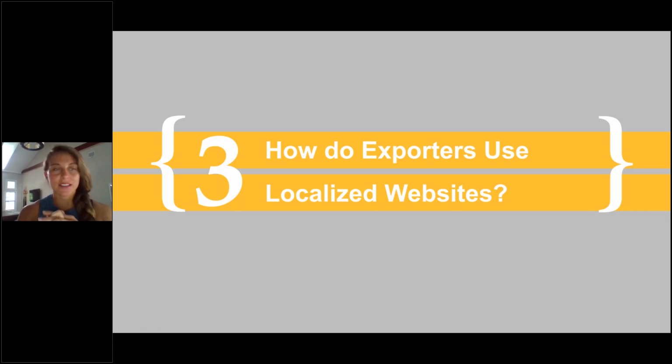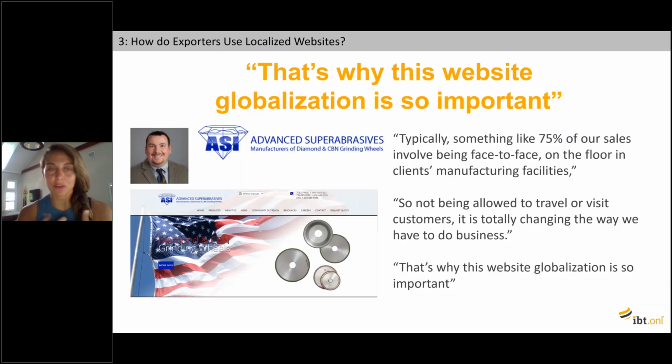ASI is a manufacturing client in North Carolina. And ASI is particularly special because they were very old school in the way that they did business. They loved face-to-face. They loved the shaking of hands and going to trade shows, going to trade missions. As you can see by the quote, typically 75% of sales involved that sort of old school way of doing business. So by not being able to travel due to travel restrictions and everything, they had to shift. They had to pivot to something a little bit more modern.